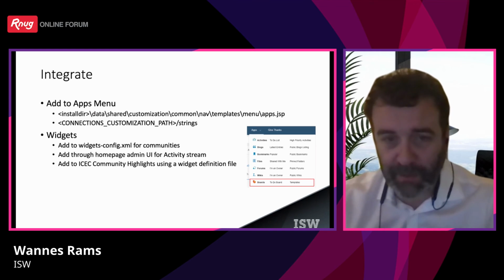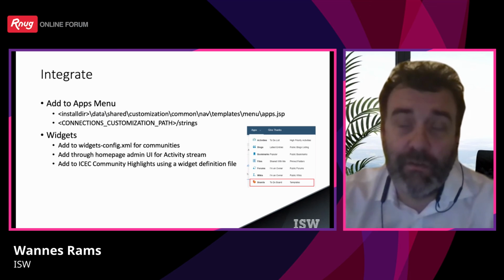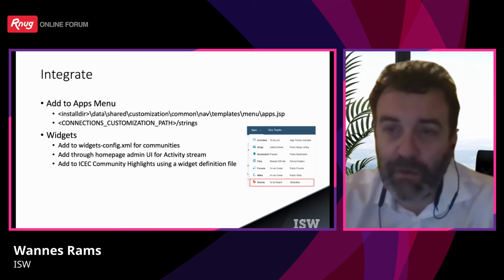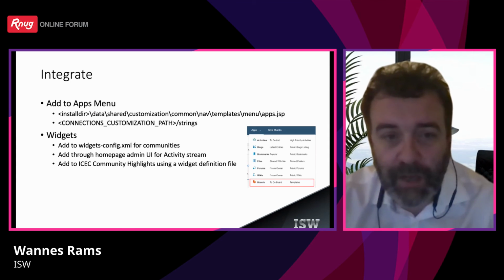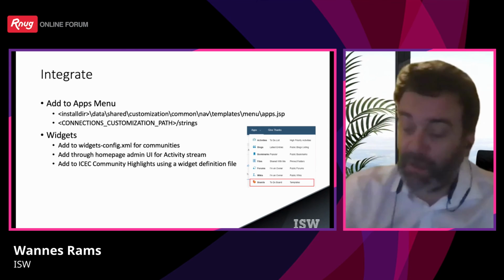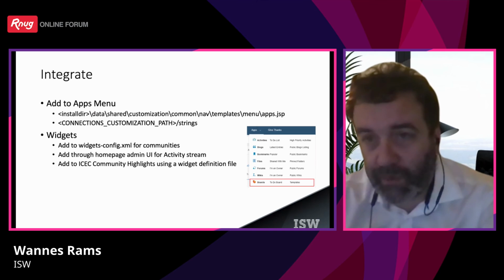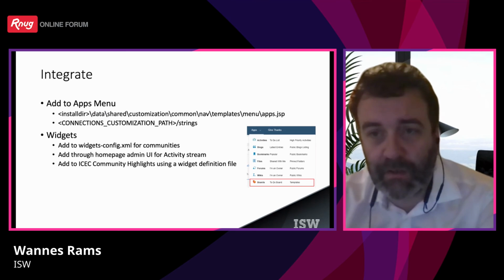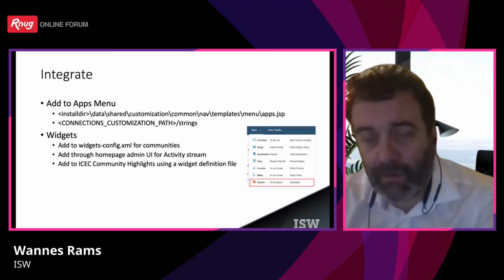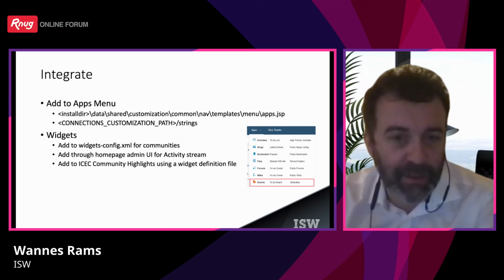In the common folder, and I've listed the path here for your reference. And obviously you want to integrate Activities Plus, just like Activities was able to integrate into Communities. To be able to do so, you need to add it to the widgets config XML for Communities so that it's available for community owners to be added to a community. And you also want the widgets for the activity stream to be there as well. That is done through the homepage administration user interface, if you're not familiar with it. If you are a Connections admin and you are on the classical homepage, you have an administration part where you can add, disable, enable widgets. That's where you need to be.